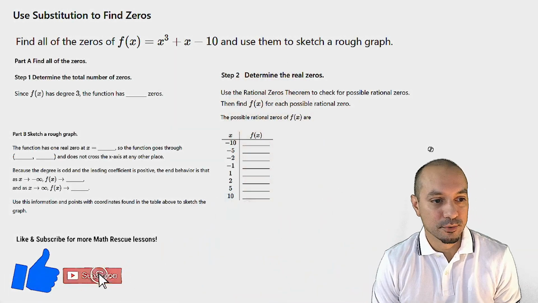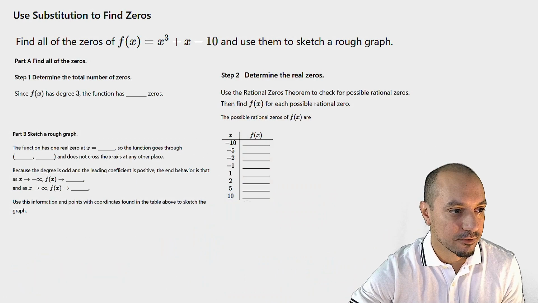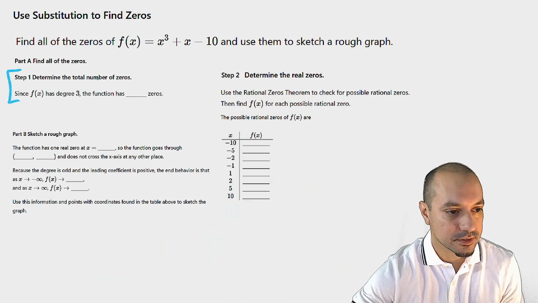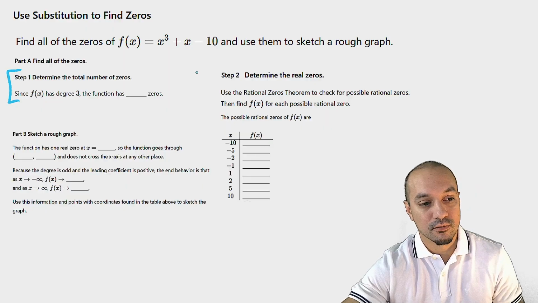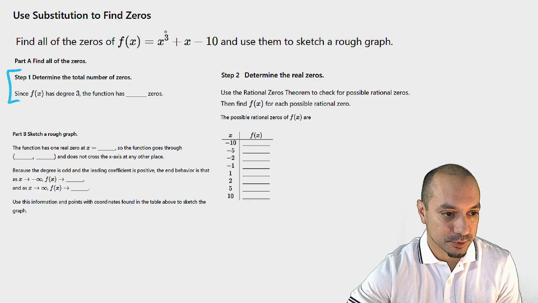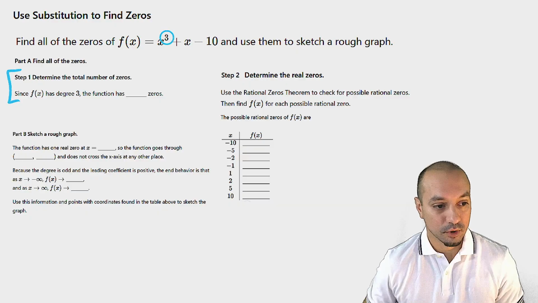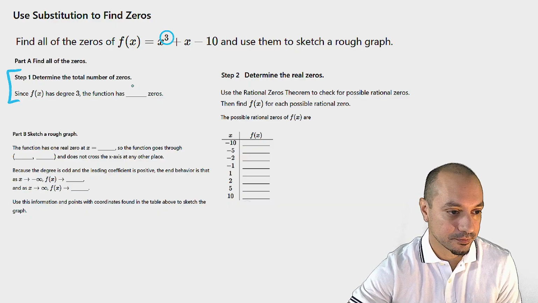We have the polynomial x to the third plus x minus 10. First thing we're going to do is give it some consideration to think about what we might expect to happen. The fundamental theorem of algebra tells us that we're going to end up with three roots, whether they're complex or real. We're going to end up with three in total.